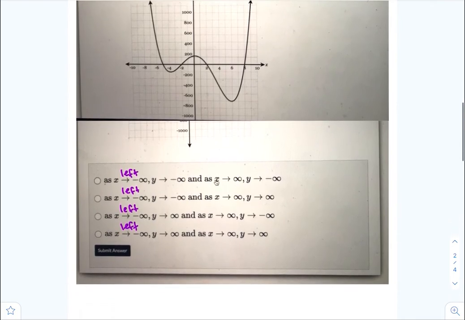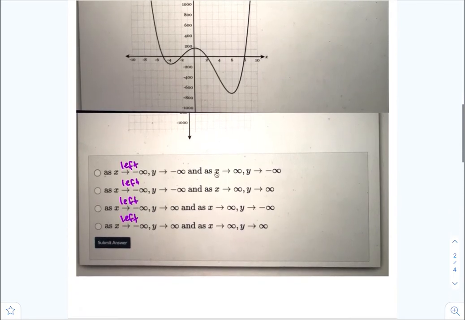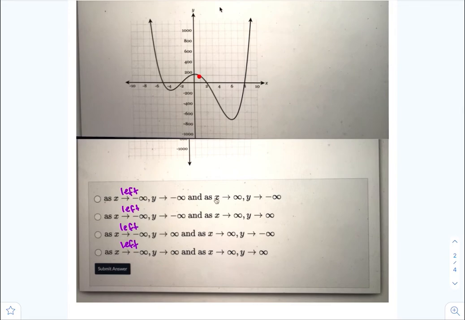Now, everyone watch, right? It's going to the left. Negative infinity means going to the left. Y is approaching infinity. It is going up. So we can eliminate this one. That's approaching negative infinity. We're approaching this one. So we have these two, which is good. So it can't be your first option and it can't be your second option. It has to be one of those two.